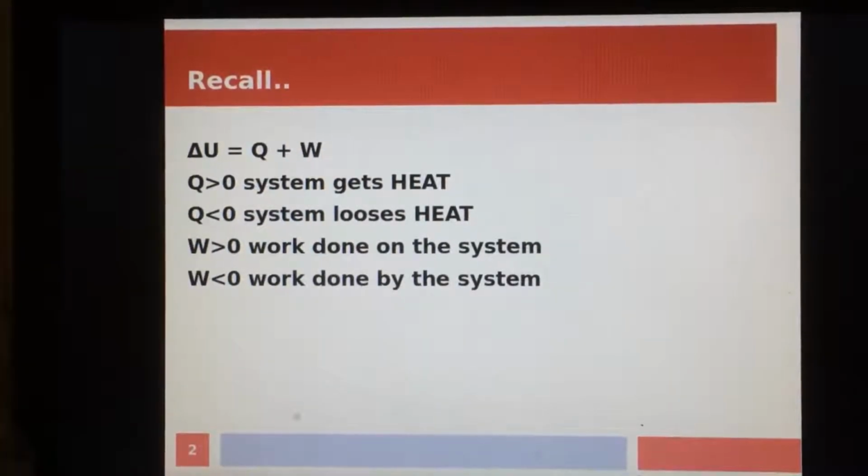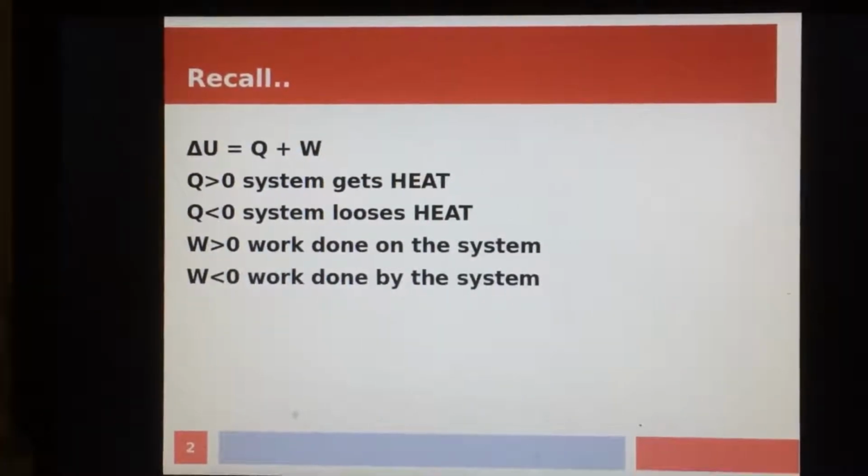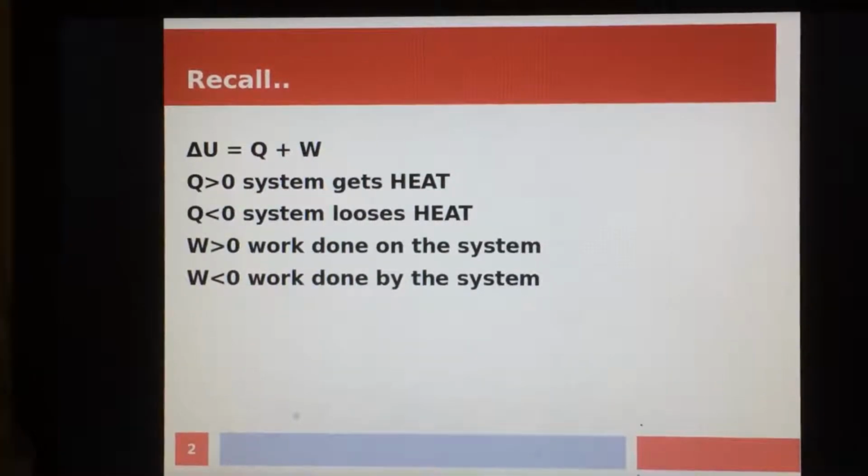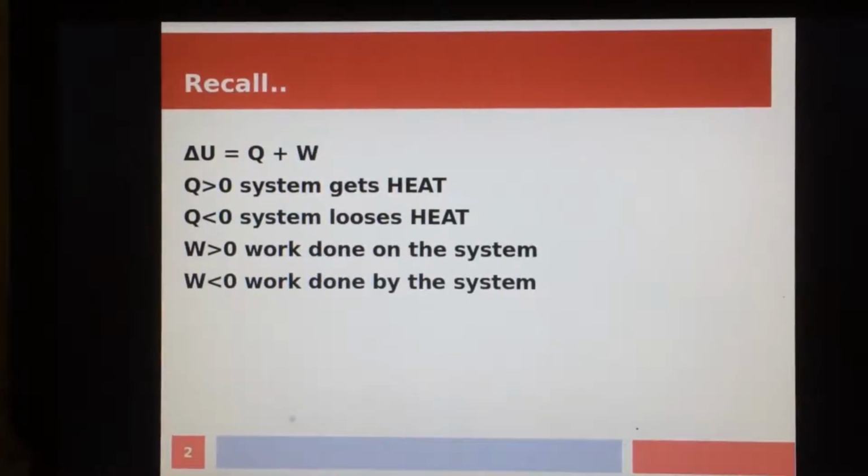If the system does work itself then W is negative, and if work is done on the system then W is positive. These are the sign conventions.